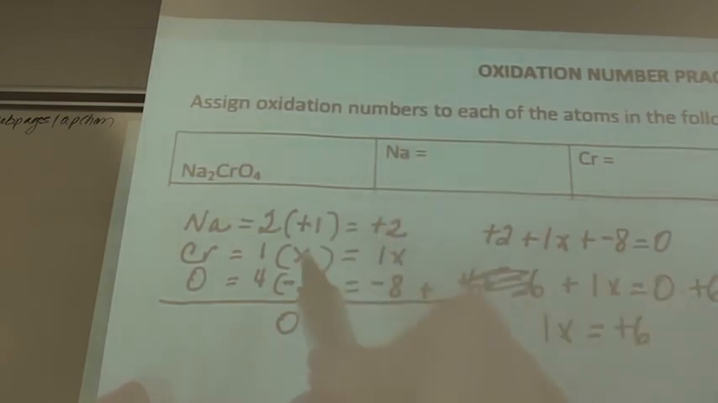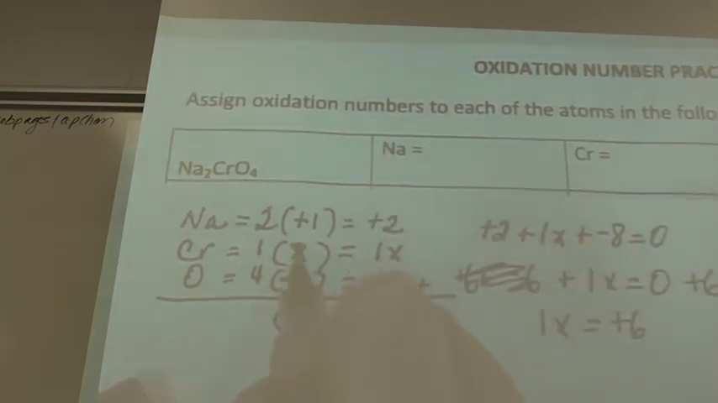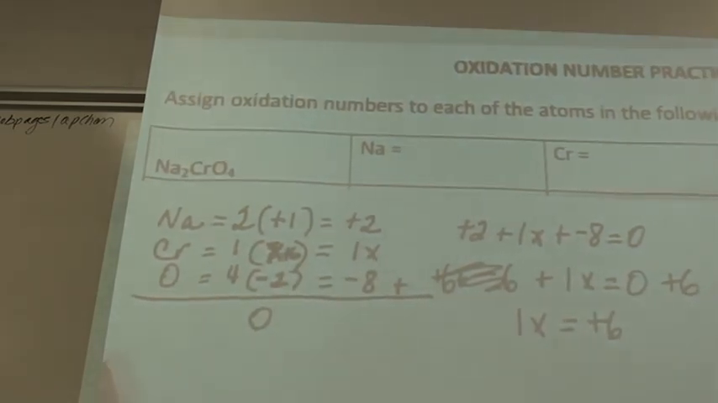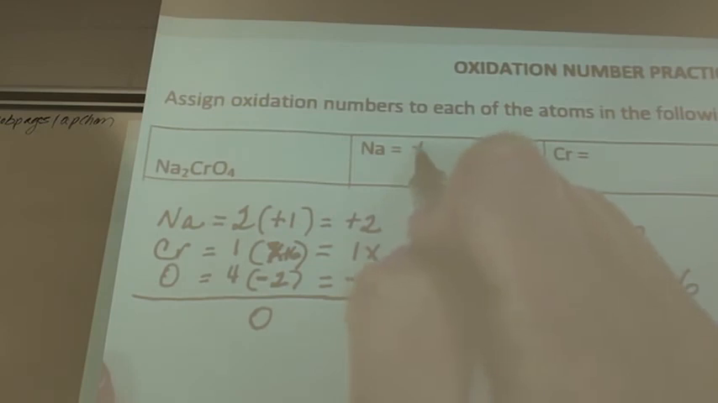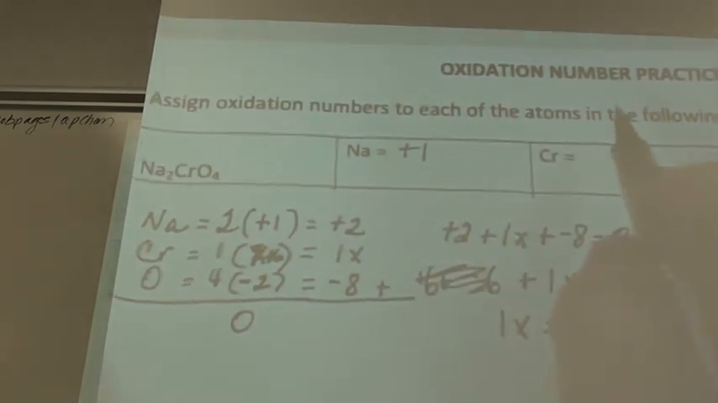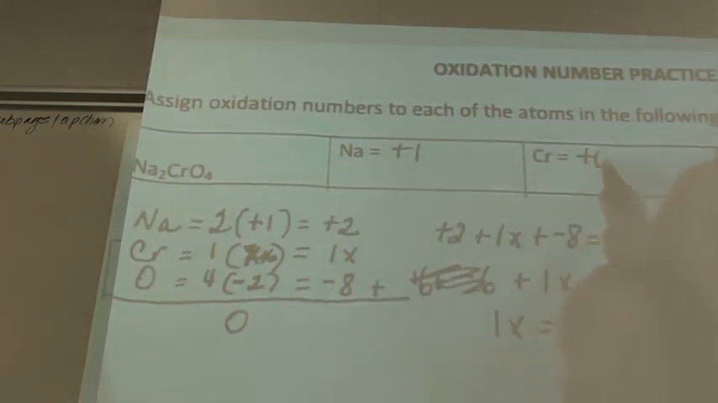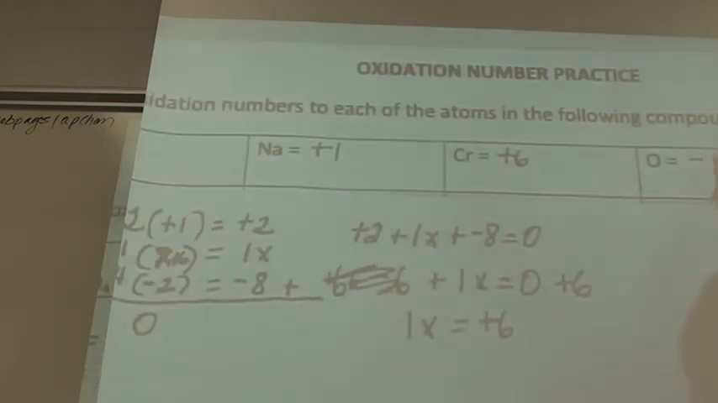Remember, everything in the parentheses is my oxidation number. I've solved for x. It's +6. So the oxidation numbers would be sodium is +1, chromium is +6, and oxygen is -2.